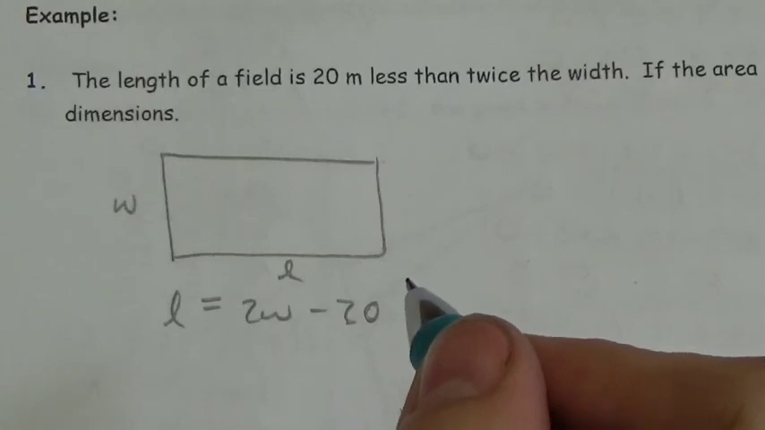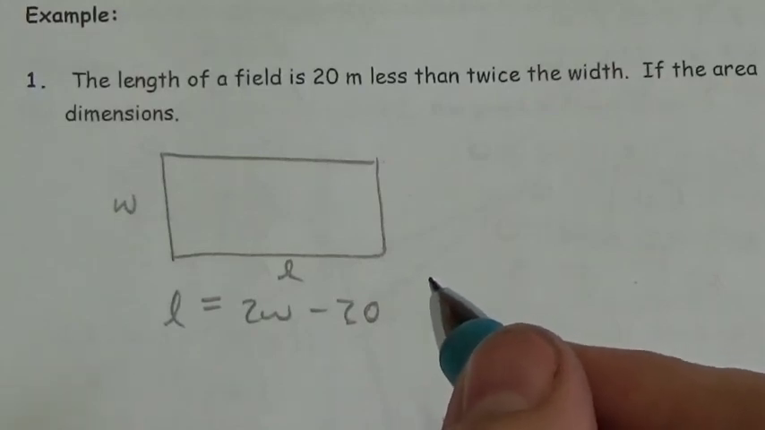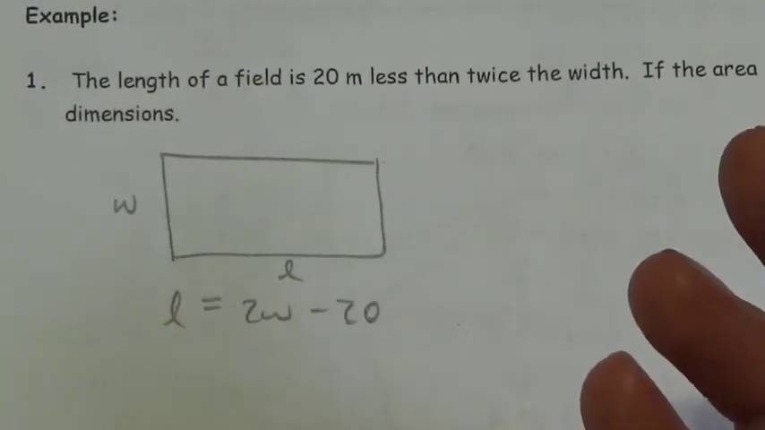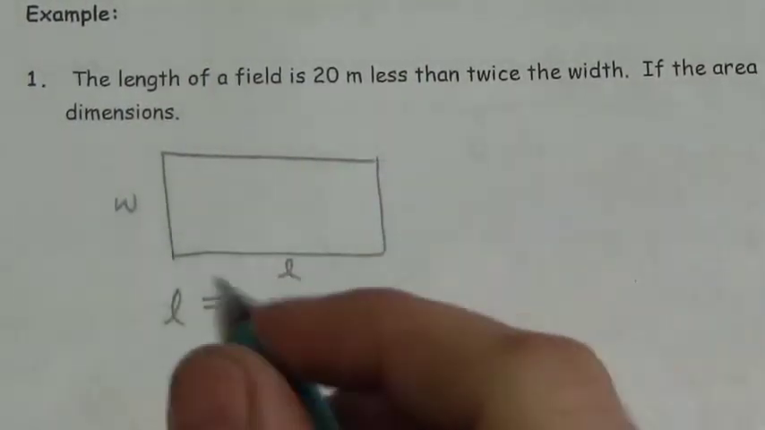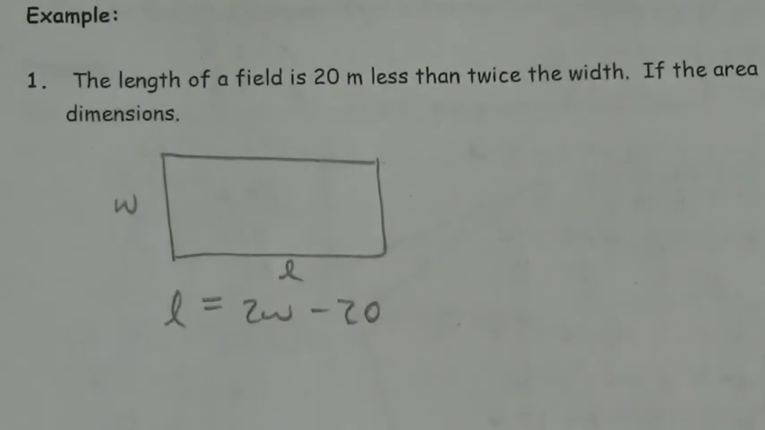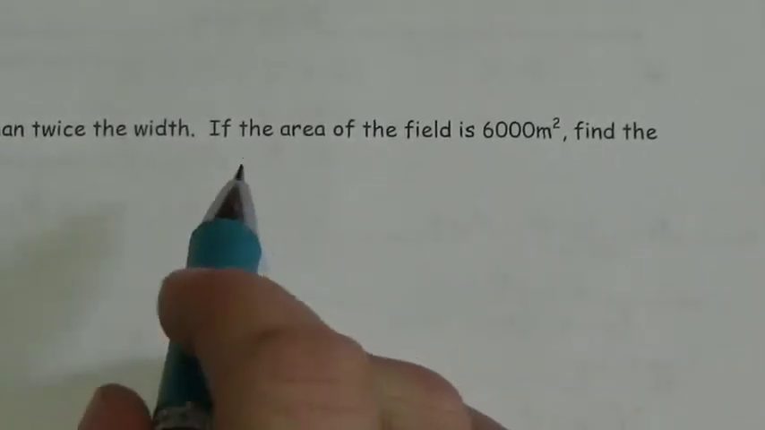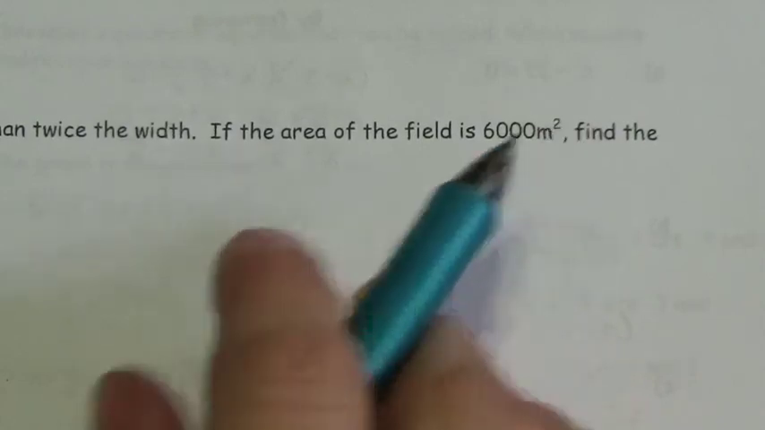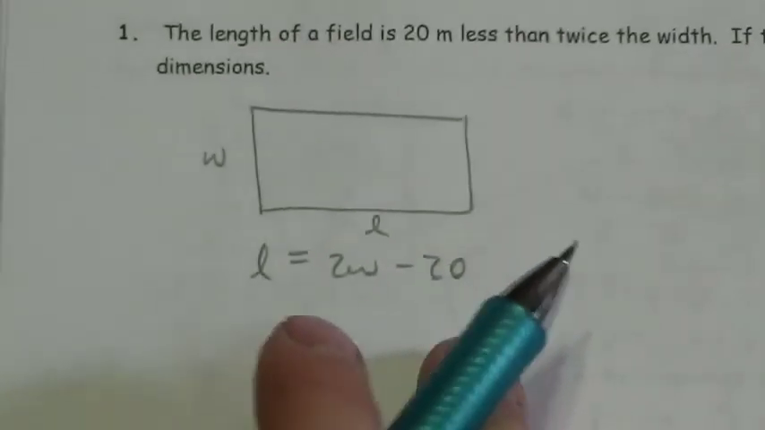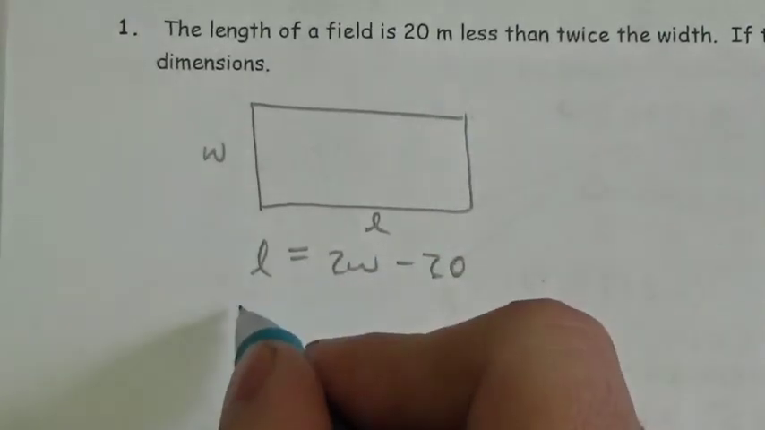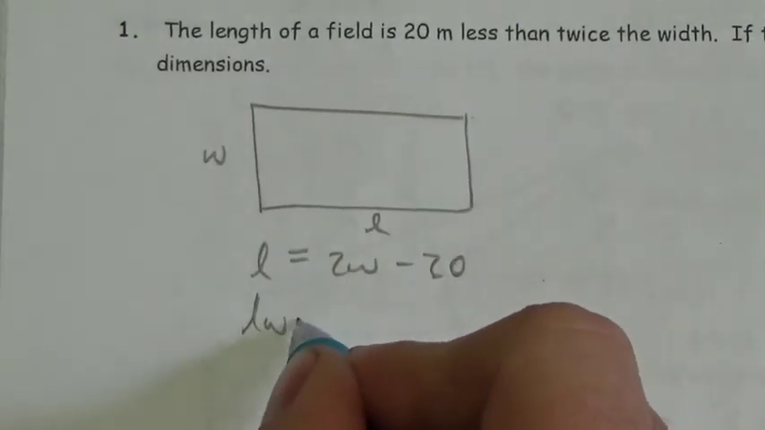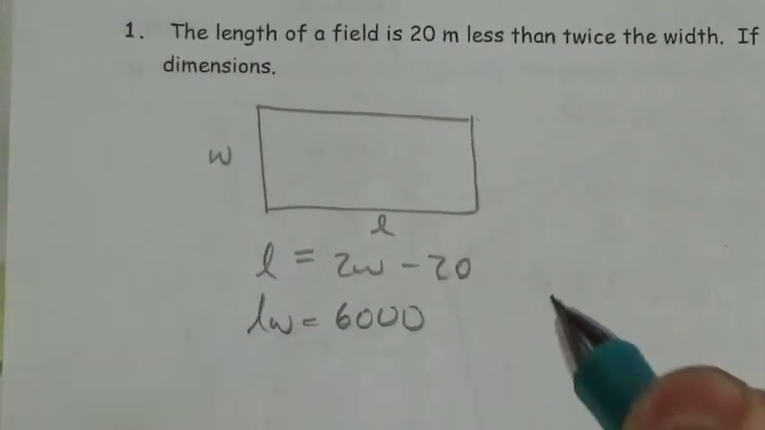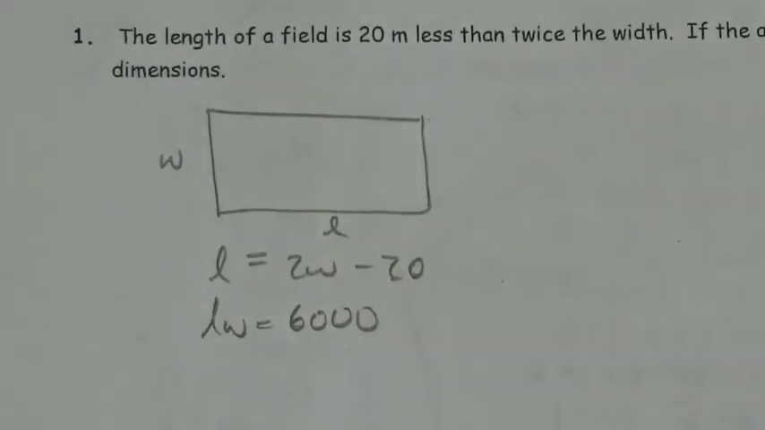Now, thus far, this looks very similar to some of the questions that we did before, where we were looking for the maximum area of the field given certain constraints. But the difference here is, look at the rest of the question. It says, if the area of the field is 6,000. It's like, oh, they told us what the area is. Okay. So the area of the field, which would be length times width, is 6,000. So then the question is, find the dimensions.